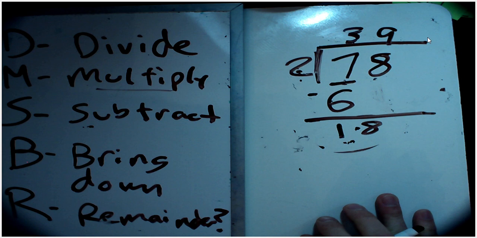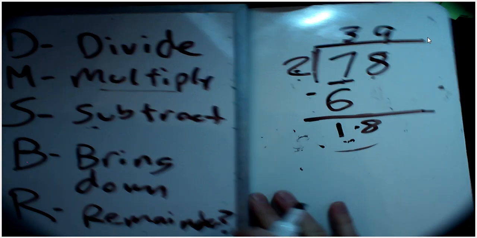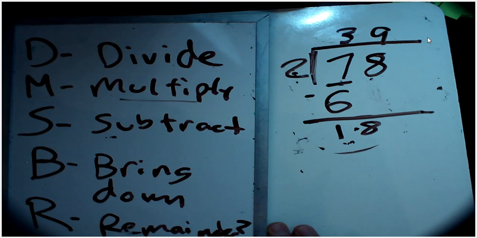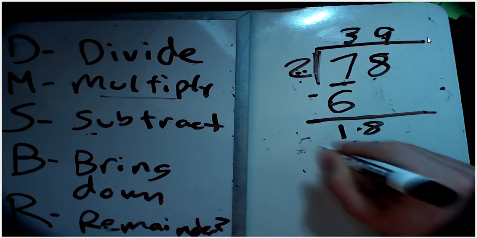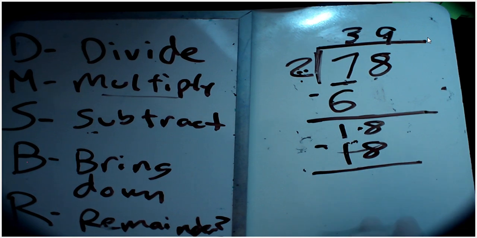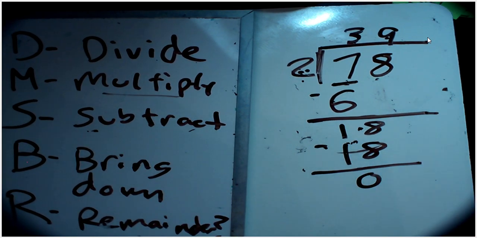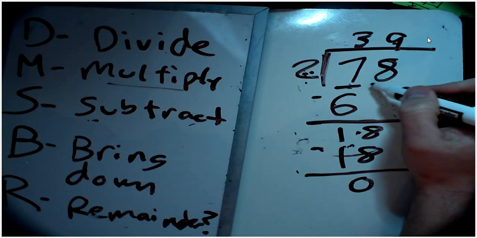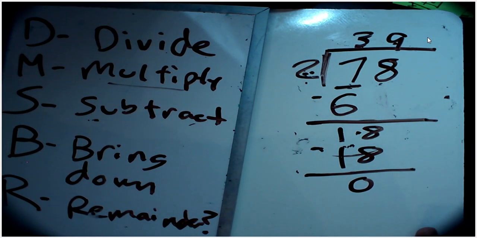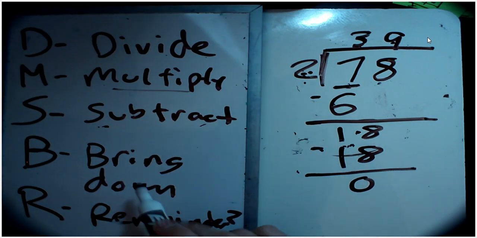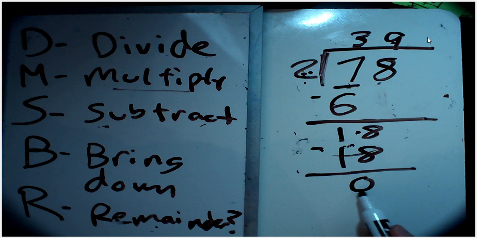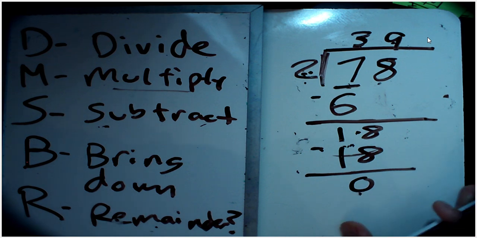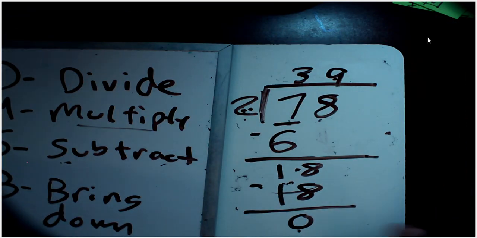So now we go to our next step of multiply. How do we multiply? 2 times 9 is 18. And then we subtract. 18 minus 18 is 0. Look next to the 8. There are no numbers to bring down. So we look at remainder. Well, this 0 is less than that 2, and there's nothing in here. There's no remainder. So your quotient would be 39.